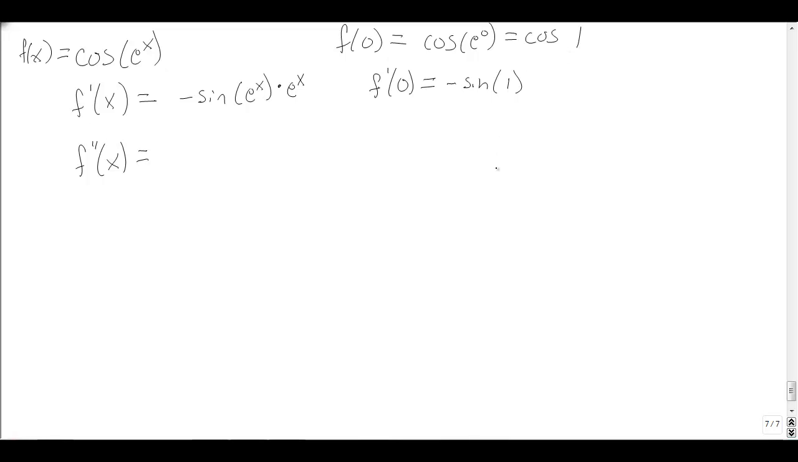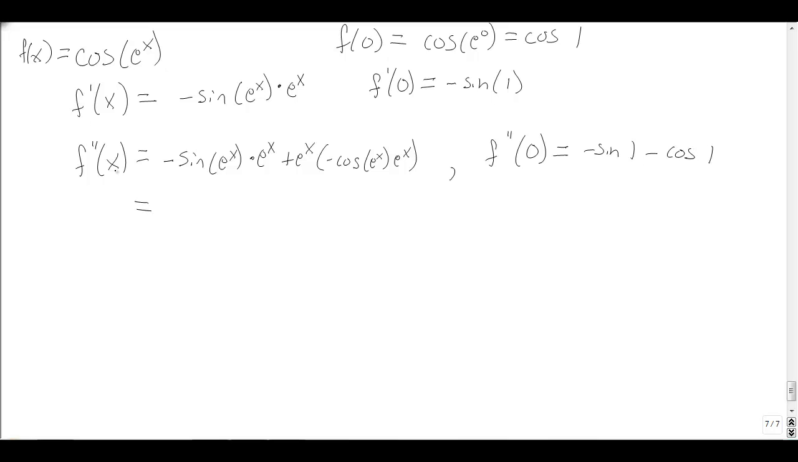I'm just looking for 4 answers that aren't 0 here. So I have to take a derivative of negative sine e to the x times e to the x. I'm going to have to do product rule. So I take the first, negative sine e to the x, times the derivative of the second, which is e to the x, plus the second times the derivative of the first. Derivative of negative sine is negative cosine, again, e to the x, and then times another e to the x. And so f double prime at 0, I'm going to get a negative sine 1 plus, actually a minus cosine 1.